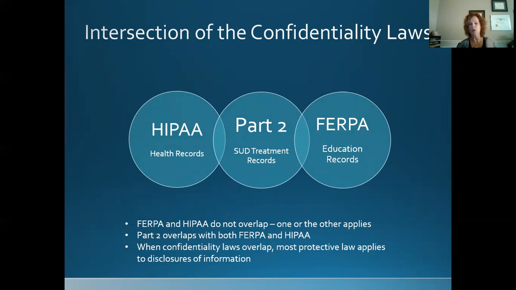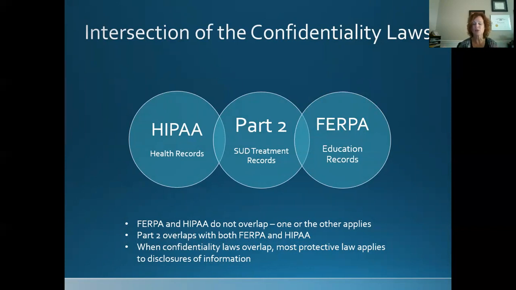So say, for example, HIPAA and Part 2 apply to a person's health information. HIPAA authorizes disclosures for treatment purposes without written authorization. Part 2 doesn't have a treatment exception to the written authorization requirement because Part 2 is more protective in that regard, and both of them apply to the information. Written authorization would have to be obtained in order to disclose that information for treatment purposes.